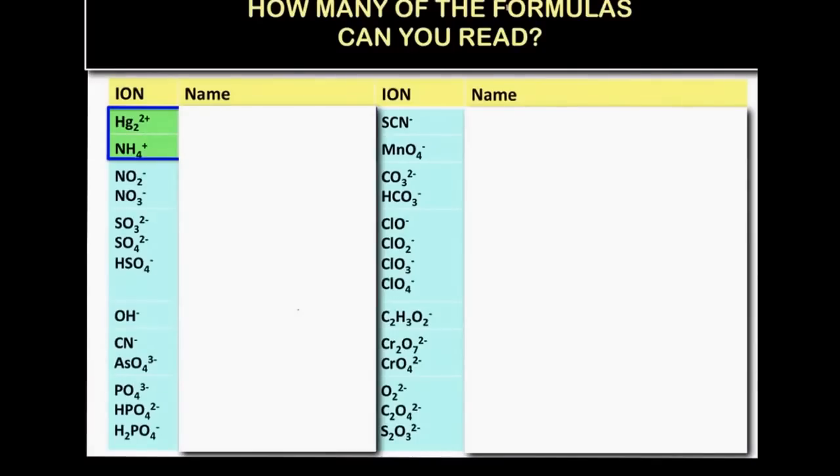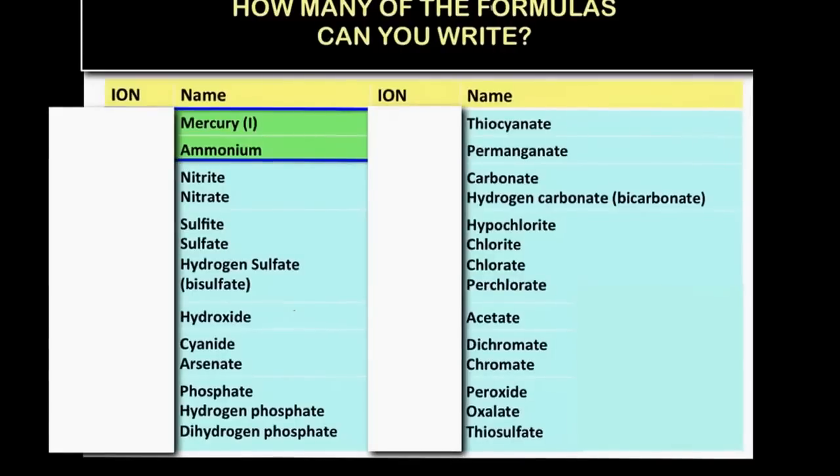You have learned mnemonics and memory strategies for the polyatomic ions. Now see how many of the formulas you can name. Once you've done that, read the names and try to write the formula for each one. Good luck!